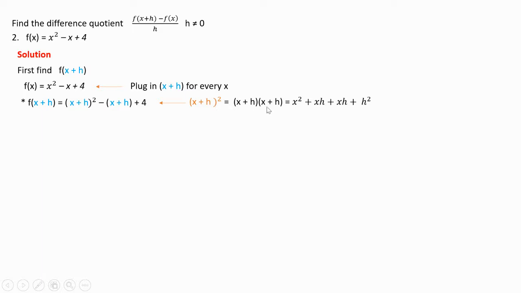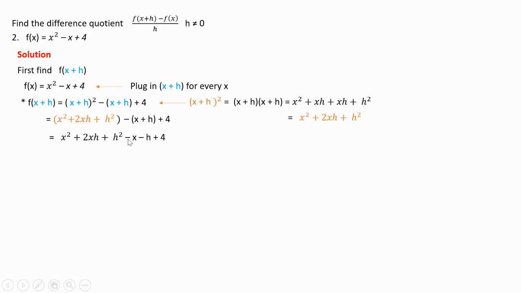And h times x will give us hx or xh, which is the same thing. And h times h is h squared. So to simplify this, this becomes x squared plus 2xh plus h squared. So the x plus h squared is here in orange. Now minus the x plus h plus 4. Now let's simplify that. So we have x squared plus 2xh plus h squared.